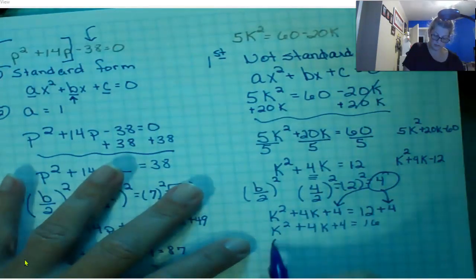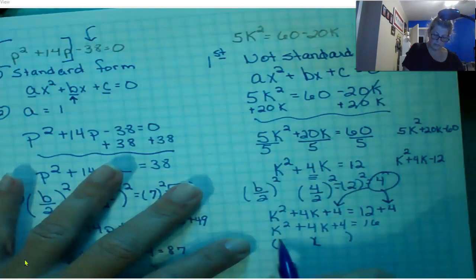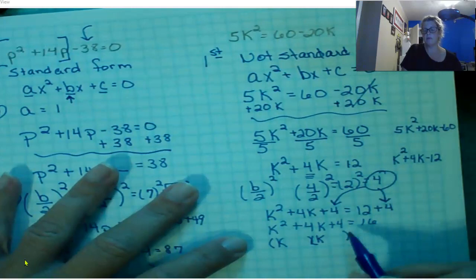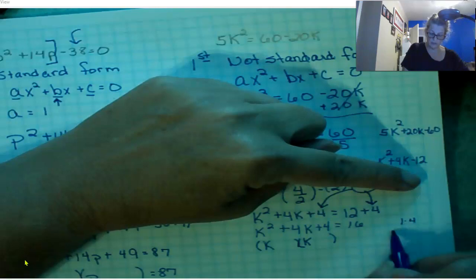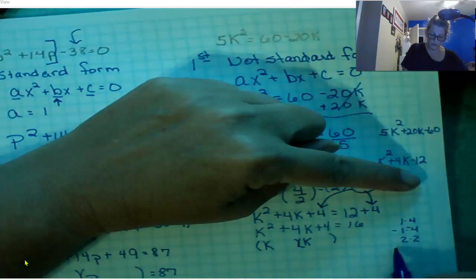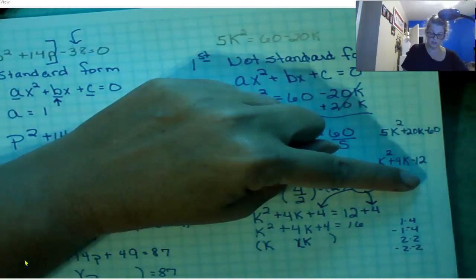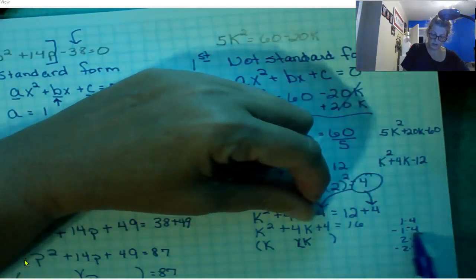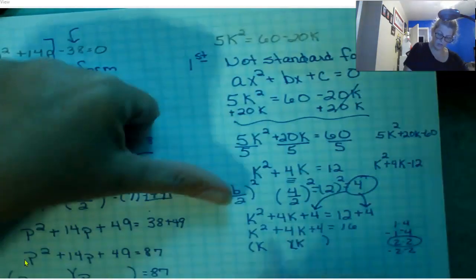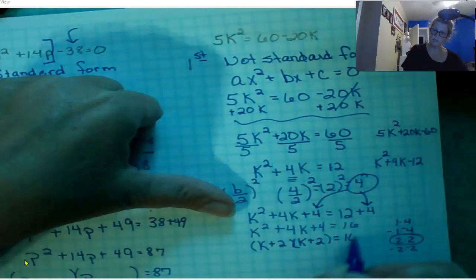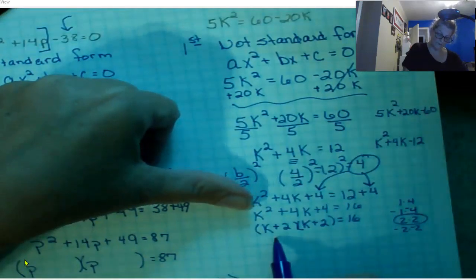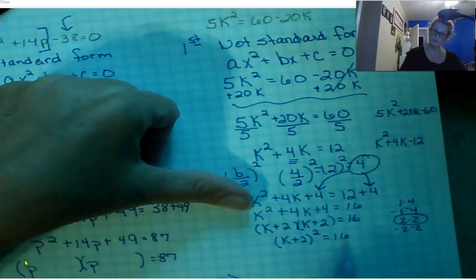Now let's factor it. This is going to be a k and a k. Now I know my 4's are going to be either 1 times 4, negative 1 times 4, 2 times 2, or negative 2 times negative 2. When I add them together to get 4, this is the one I need. So that's k plus 2, quantity k plus 2 squared equals 16.